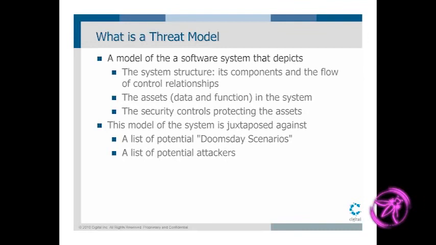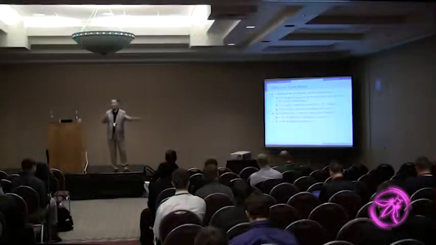Anyway, basically you take a system, you look at how it's put together, and you figure out the assets, the things we're trying to protect, whether data or function, and then the security controls that are protecting those assets. That's what you start with. From there, you juxtapose that view of the system with the doomsday scenarios, the things that could go wrong from a business side, and a list of potential attackers. You're looking at these two things, and from there you can figure out what can go wrong.